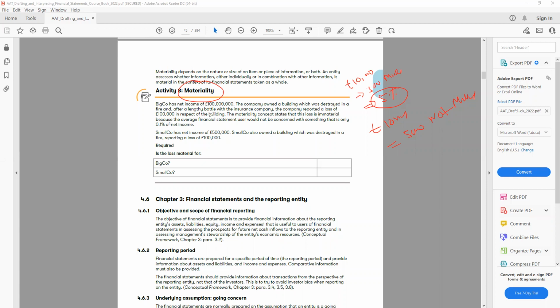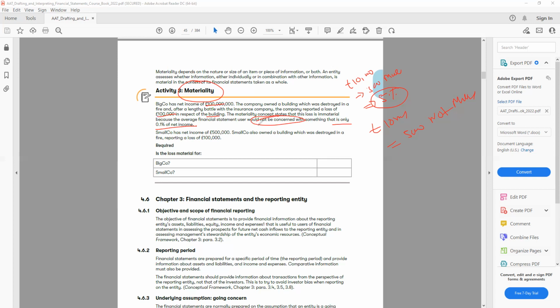If you look at this example, this big company has a net income of 100,000. The company owns a building which was destroyed in a fire, and after a lengthy battle with the insurance company, the company reported a loss of 10,000 in respect of the building. The materiality concept states that this loss is immaterial, because the average financial statement user would be concerned with something greater than, say, 1% of the income. So it will not be considered material if it is less than 1% of the net income.